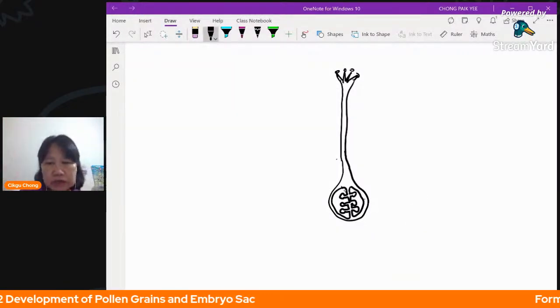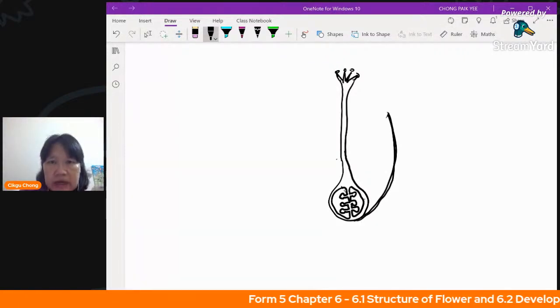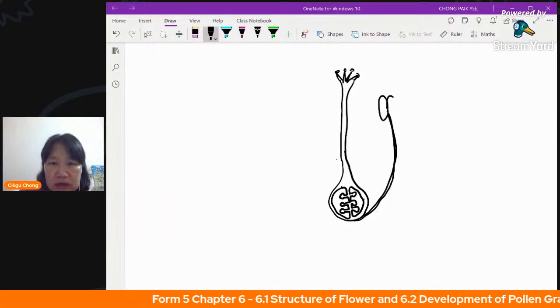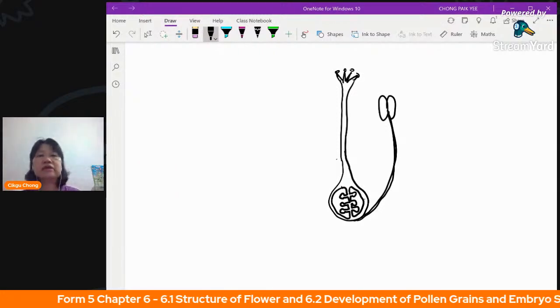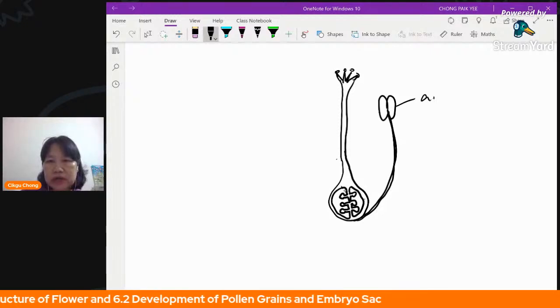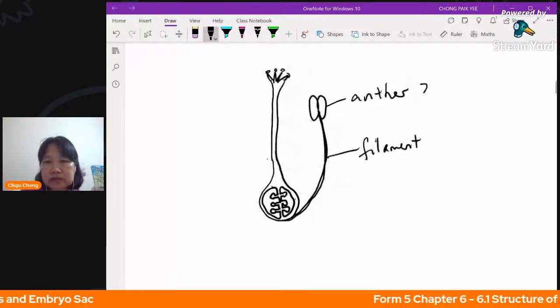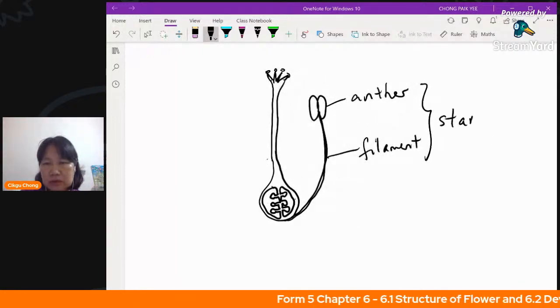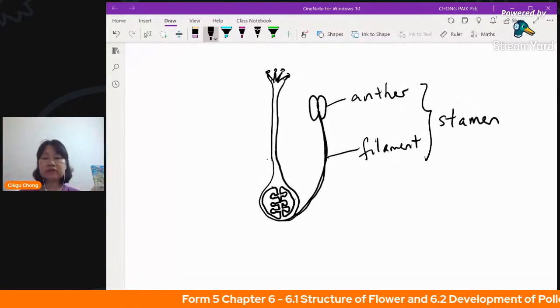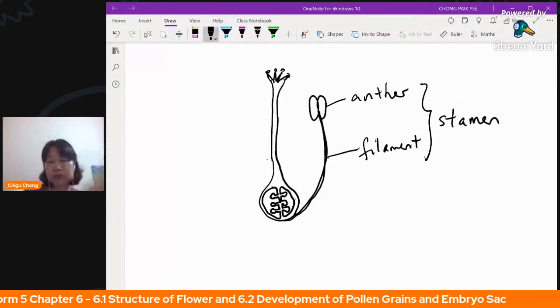How do I draw it? Okay, very simple. I just draw one long stalk here. Usually this one connects to the base. And then here I draw the elongated kind of structure. Okay, this shows the anther. So when I want to label, make sure you label this the anther. And then this is the filament. And collectively, these 2 is the stamen. So this is the male part. Okay, the female part we already done.